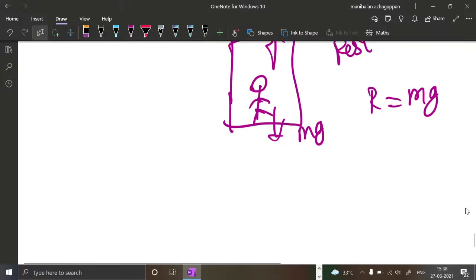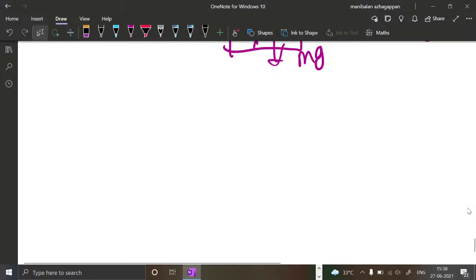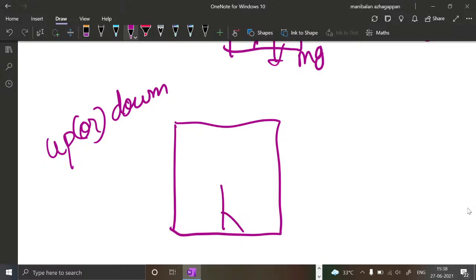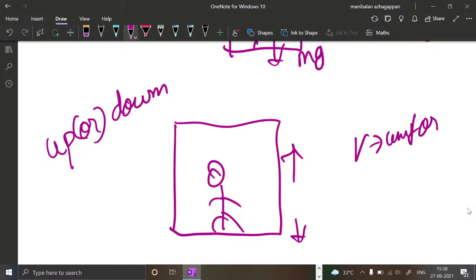Imagine the lift is moving with uniform velocity. Acceleration will be 0 when the lift is moving up or down with uniform velocity. Whether it's moving up or down, the velocity is uniform. When the velocity is uniform, the acceleration will be 0. In this case also R is equal to mg.